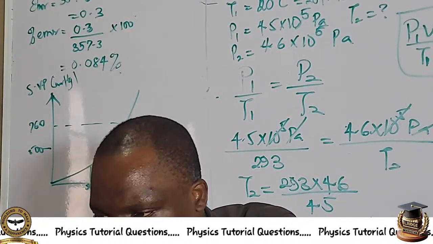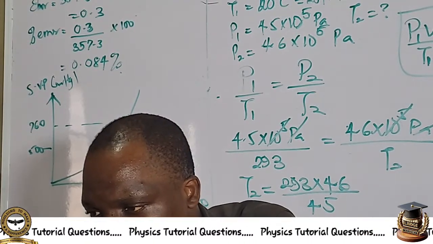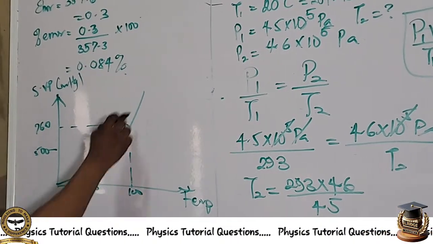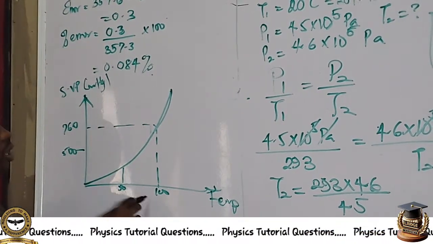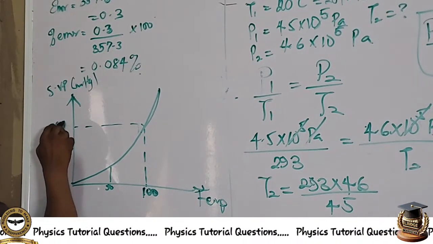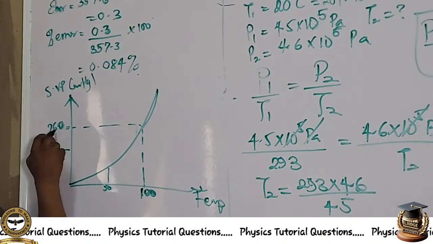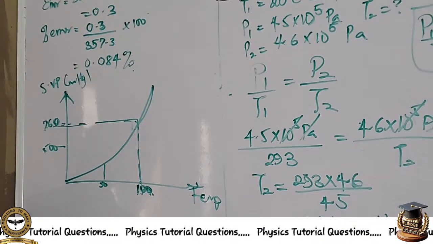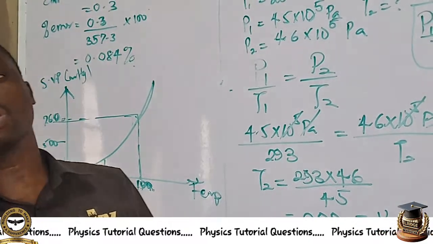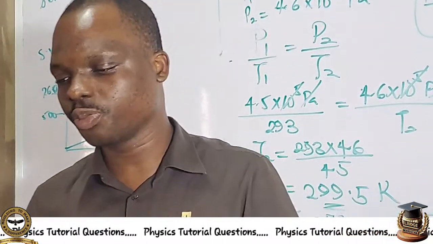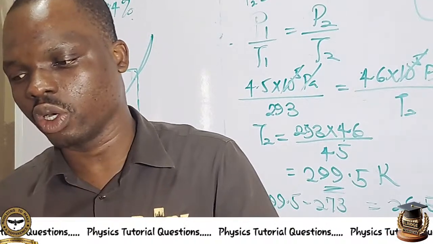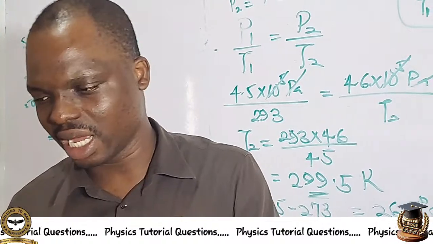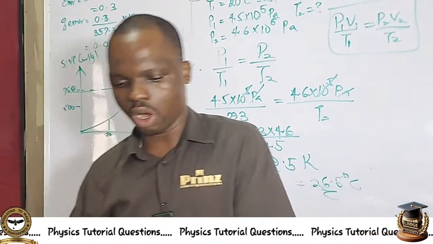So the general conclusion that we can draw from this is that you will notice it is at this point where the atmospheric pressure equals 100 degrees Celsius. It's at that point that your pure water starts to boil. So at the boiling point of pure water, the saturated vapor pressure of the water is equal to the external atmospheric pressure. And that's how to solve questions on this.